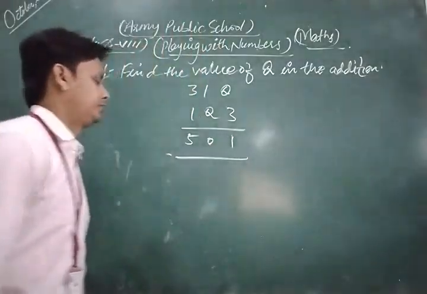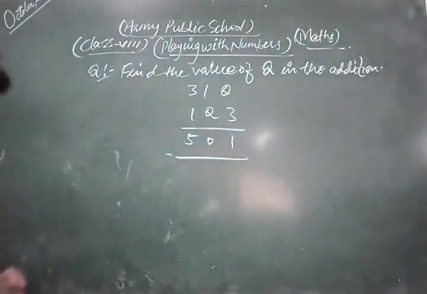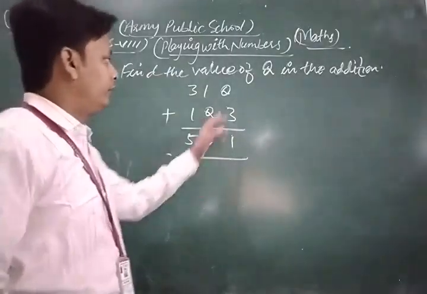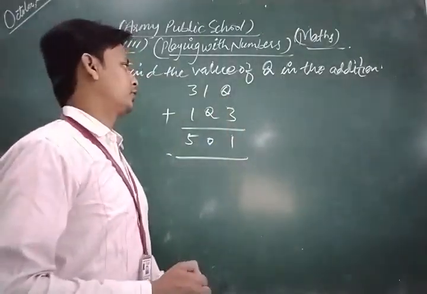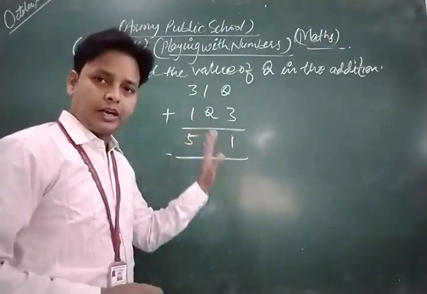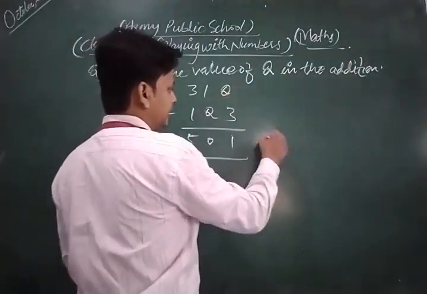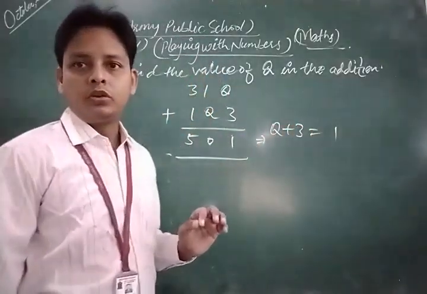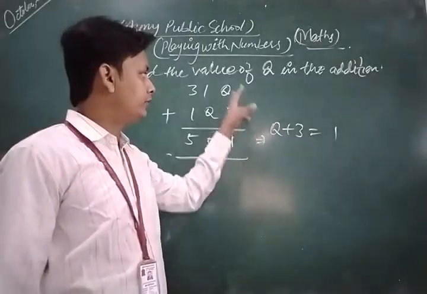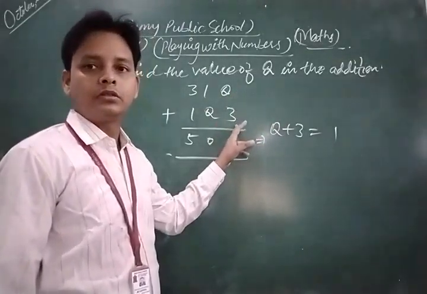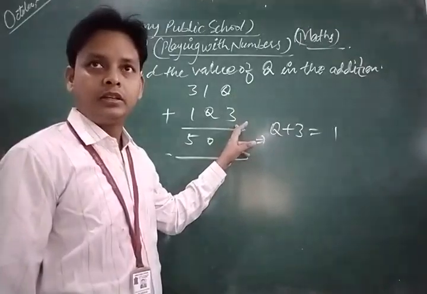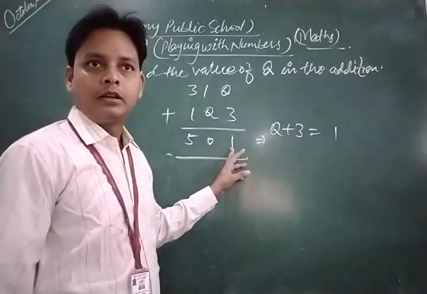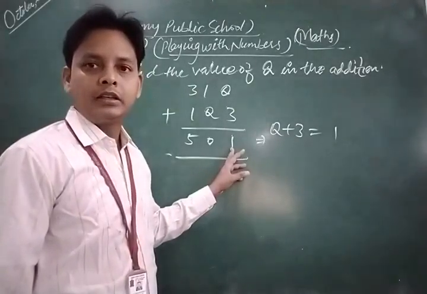Dear students, this is addition, here this is plus, and we have to find the value of q. So look at what the process is. First of all, according to the question, it is clear that here q plus 3 is equal to something whose unit digit is 1. So q is that number which, if we add it to 3, gives a unit digit of 1.